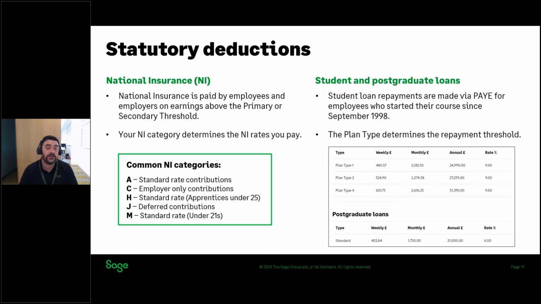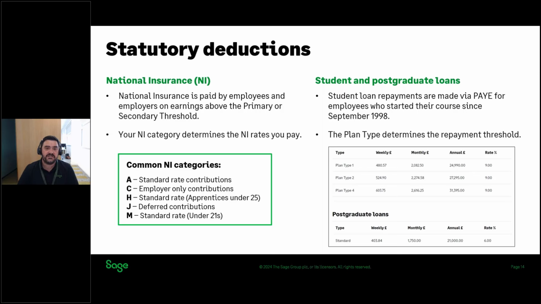Or if you get a notification from HMRC to start making student loan deductions, that will, in the notification, tell you what plan type it is. So the rate for student loans is 9% of earnings above the threshold. Postgraduate loans, it is 6%.